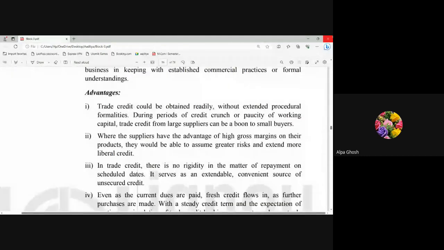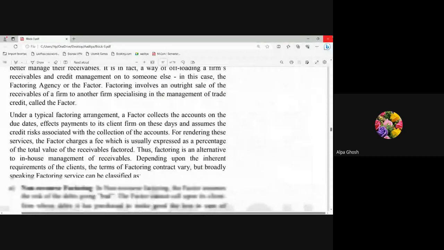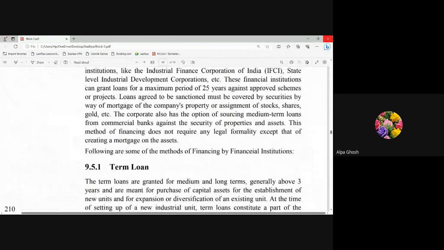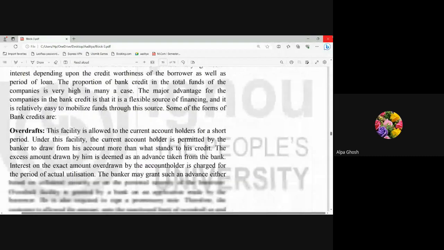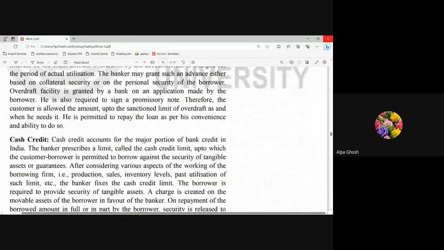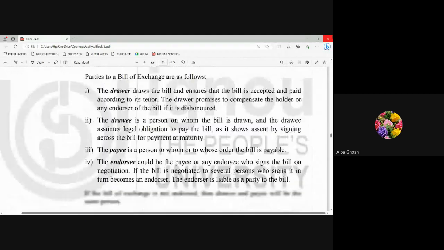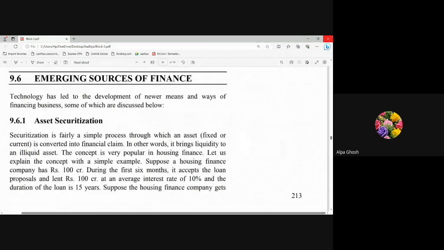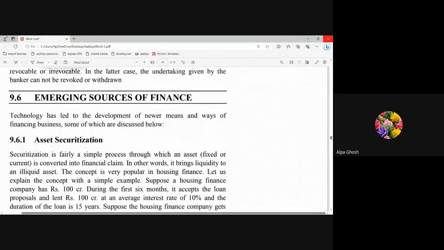So we have different short-term sources also of raising capital. Term loan means term is period. So when a loan is taken for a particular period, it is known as a term loan. Now, emerging sources of finance. What are the emerging sources of finance?